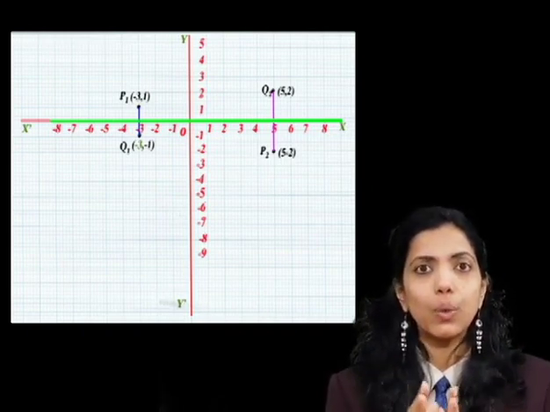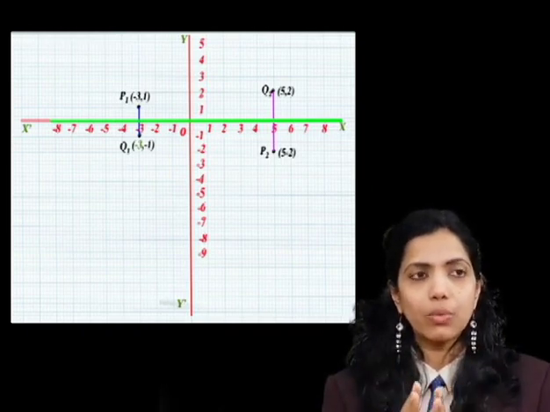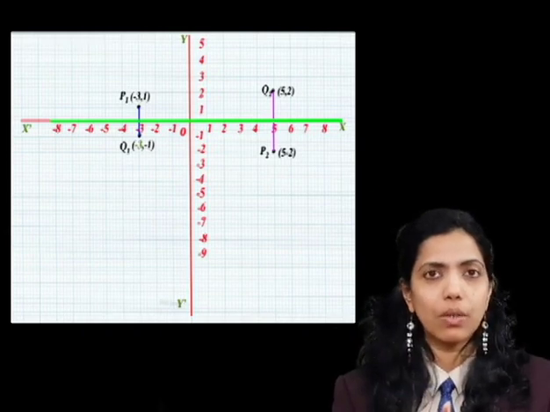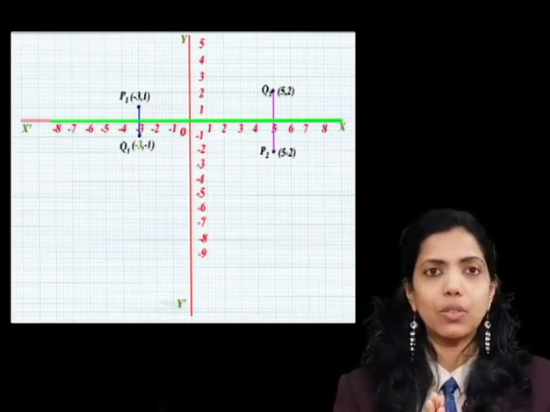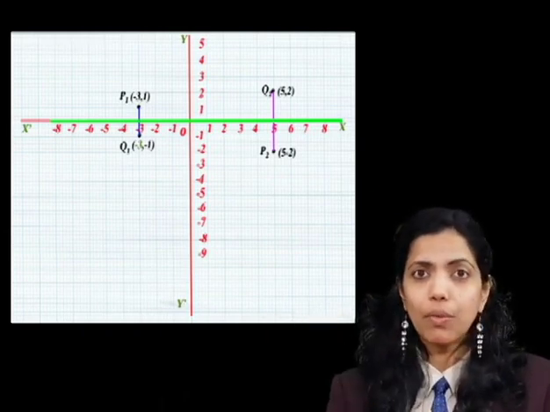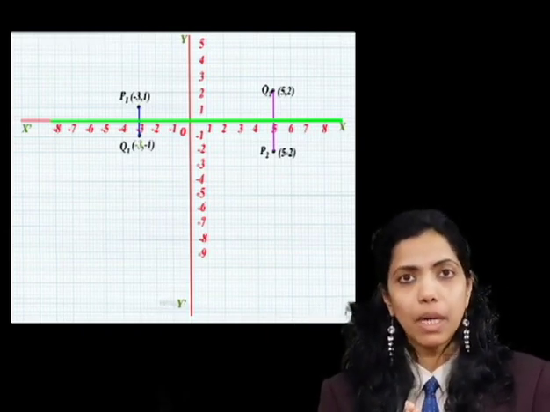We are getting Q1 as (minus 3, minus 1). There is no change for the x coordinate. Keep it as itself, minus 3. And since the y coordinate is 1, change the sign of the y coordinate and take it as minus 1.